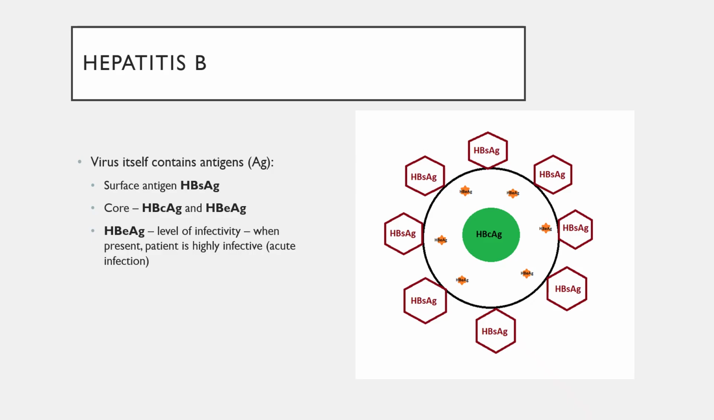HBcAg lives inside the virus. You typically don't detect it circulating free, but the immune response to it is diagnostically useful. Now, HBeAg is the one clinicians pay close attention to because it signals high viral replication, high infectivity. Translation: the virus is actively making copies and spreading.